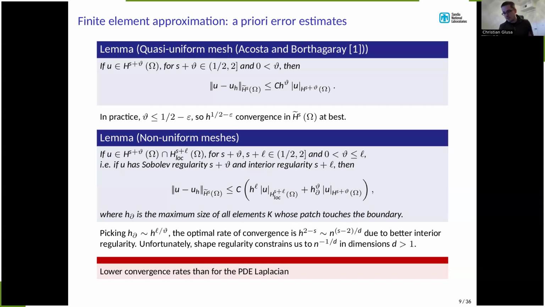So the upshot of the slide should be that we generally expect lower rates of convergence for these non-local problems than what we would expect in the classical PDE setting, at least in a situation where all the coefficients are really nice and smooth. Next slide, please.